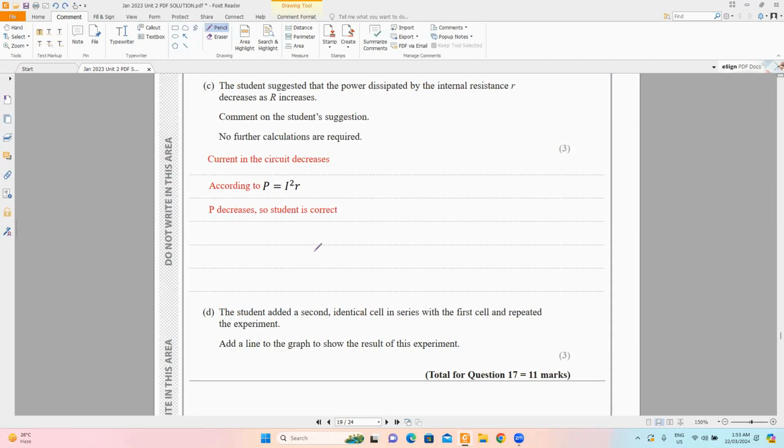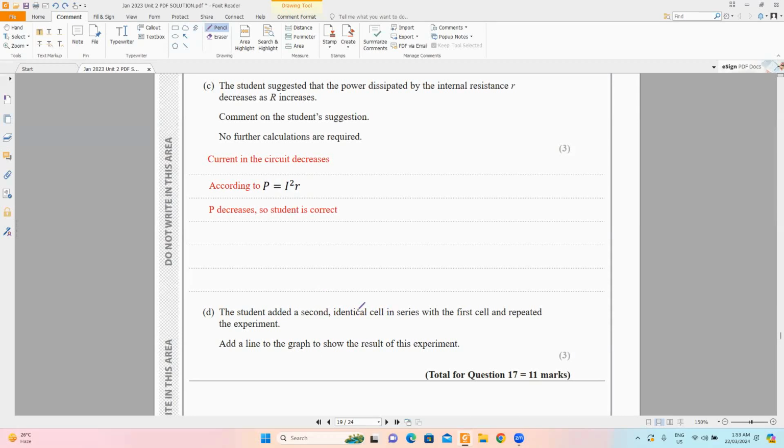Next part of the question says, the student added a second identical cell in series with the first cell and repeated the experiment. Add a line to the graph to show the results of the experiment. So when you add a second identical cell, what happens?